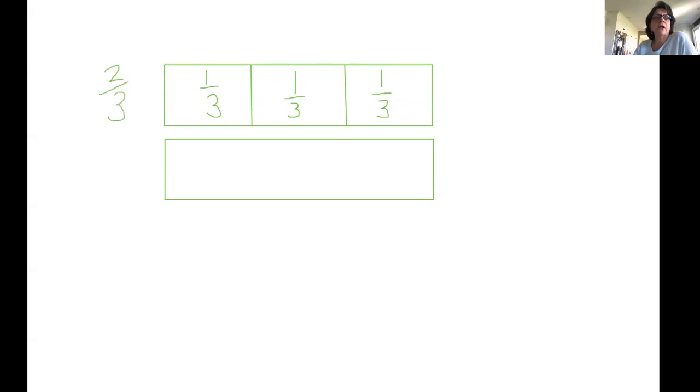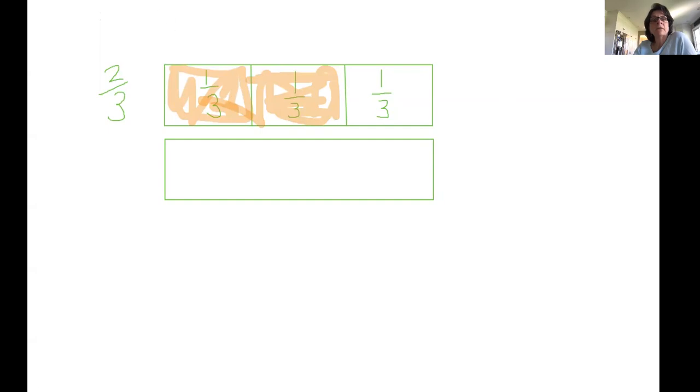So I'm going to get my shading tool. And I'm going to shade 1/3. And then I'm going to shade 2/3. All right, now I feel pretty good that I have 2/3 shaded. So your goal, your objective is to find a fraction equivalent to 2/3.